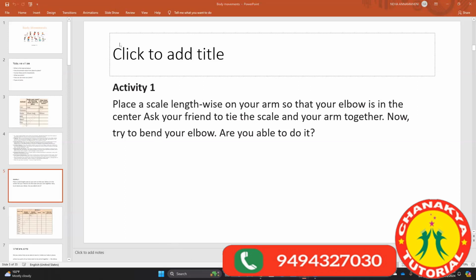Neha, you just open your camera and show her whatever we did in class. Okay. So this is your hand. Okay.